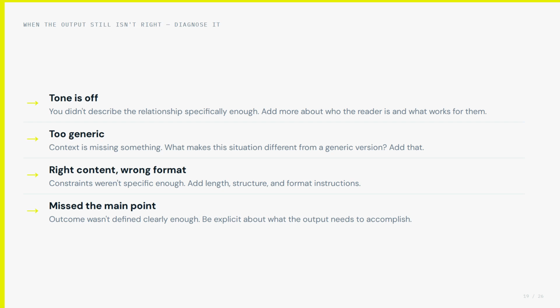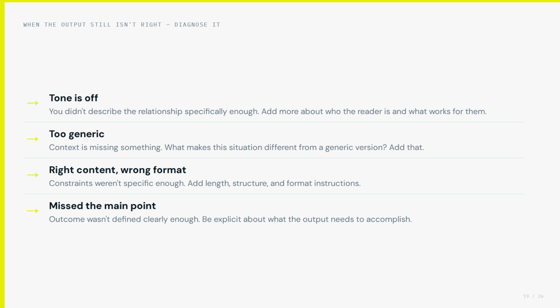Ask yourself, what's the specific thing about this situation that makes it different from a generic version of the same task? Add that. If it's the right content, but the wrong format, your constraints weren't specific enough. Go back and add length, structure, and format instructions. If it missed the main point, your outcome wasn't defined clearly enough. Be explicit about what the output needs to accomplish, not just what it should cover, but what it should do. And remember, you can always just tell Claude AI what's wrong. This is too formal. The relationship is much warmer than this.